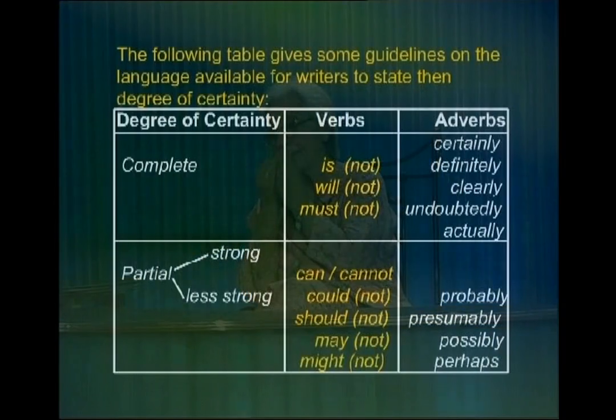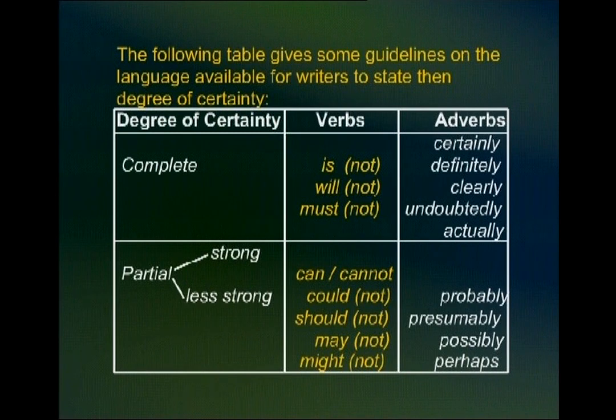So, these expressions show that the evidence is not 100% certain. Now, you can see this on a diagram, on a table. The table gives you some guidelines on the language available for writers to state their degree of certainty. When you are 100% sure, completely, right? The verb that you can use is, if it is, it isn't.